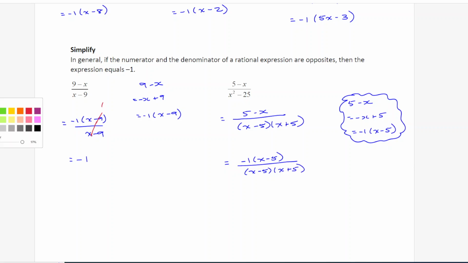And then I can simplify. Boom, boom, gives me 1. But in my numerator, I'm left with negative 1 times 1, which is just negative 1. And then in my denominator, I have this x plus 5. Awesome. So that is the section called factoring out negative 1.